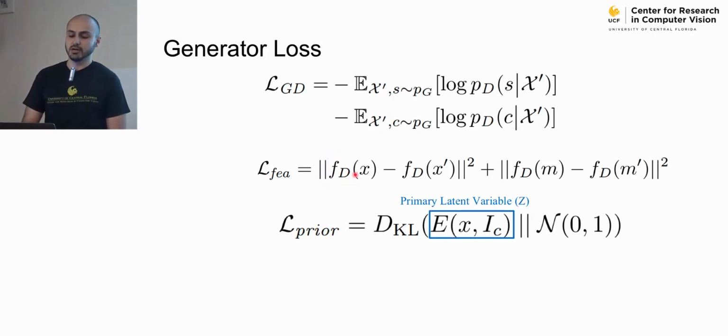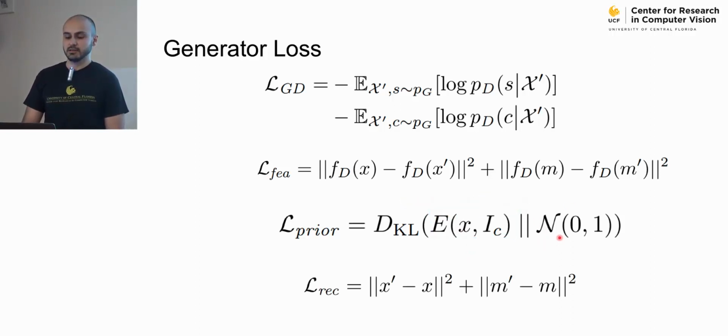It tries to minimize the KL divergence between the primary latent variable z and the normal distribution of 0 and 1. And finally, it tries to minimize the reconstruction loss for the RGB frame and the mask frame by attention.